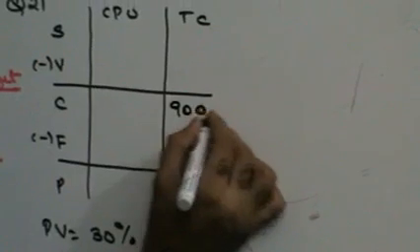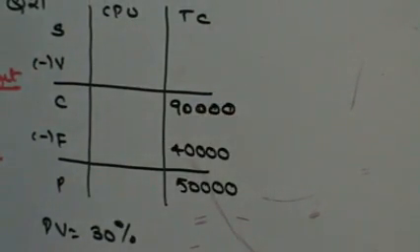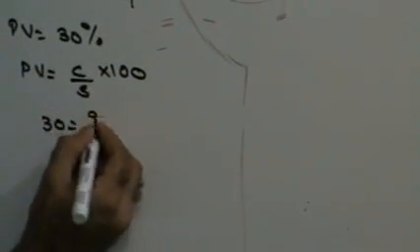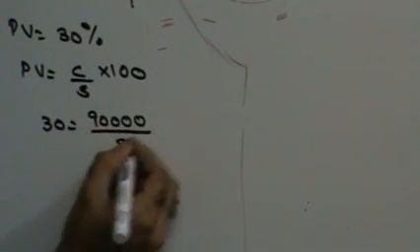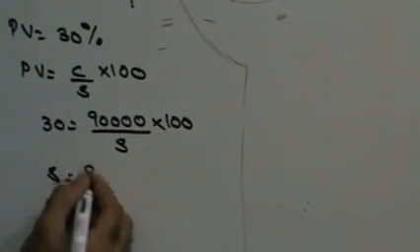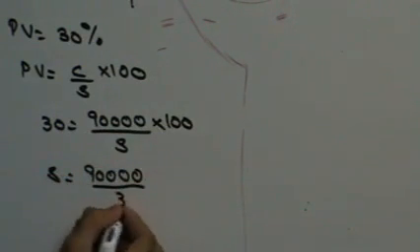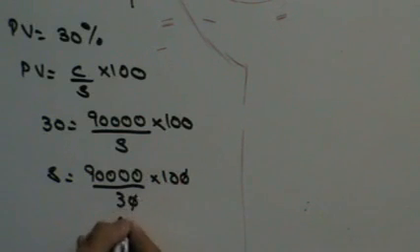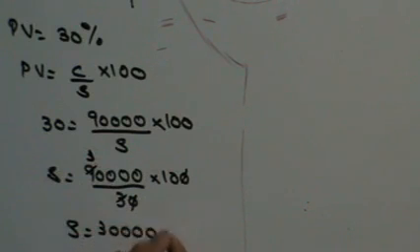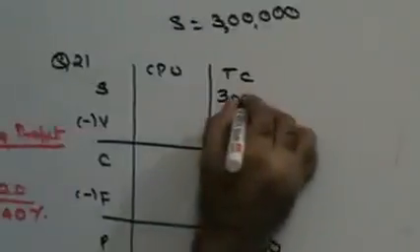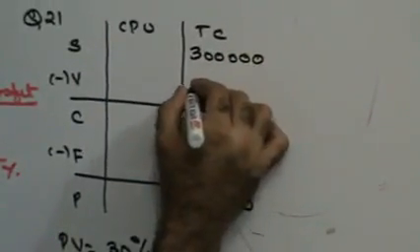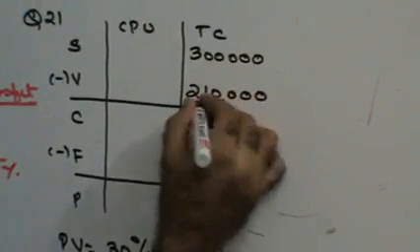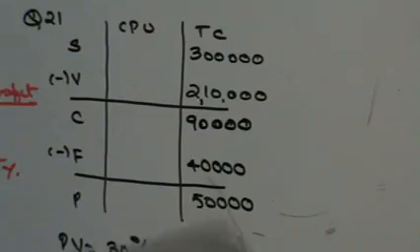Now if profit is 50,000 and fixed cost is 40,000, that means contribution will be 90,000. PV is C upon S into 100. So 30 is equal to C, 90,000 upon S into 100. S is 90,000 divided by 30 into 100. So S is going to be 3 lakhs. So sales is going to be 3 lakhs. And variable expense is going to be 2,10,000. Sum is over. Next, let's move on to the next sum, guys.